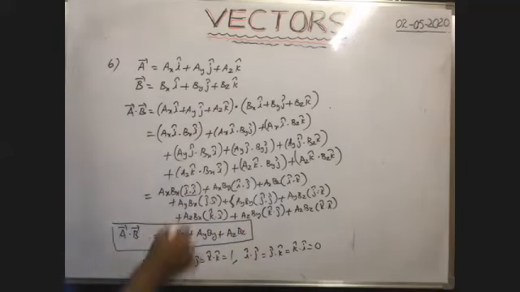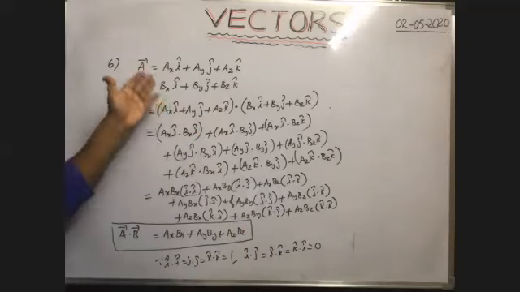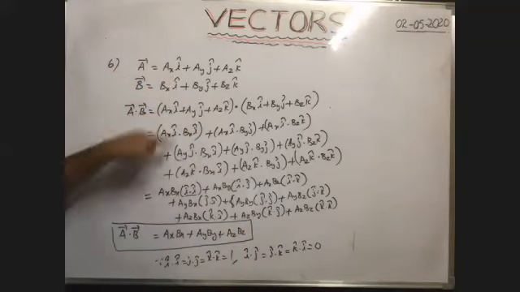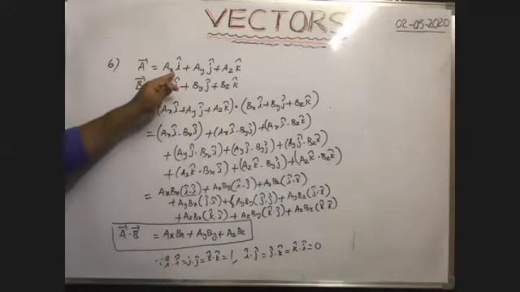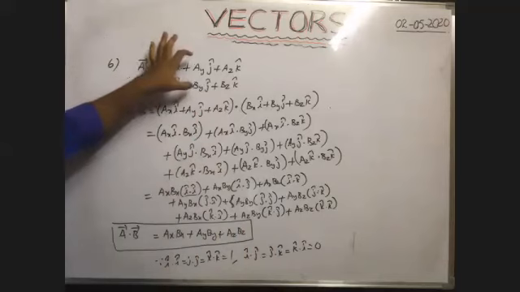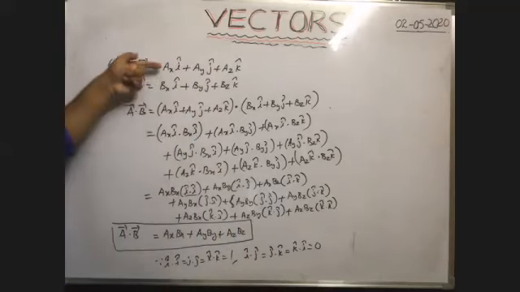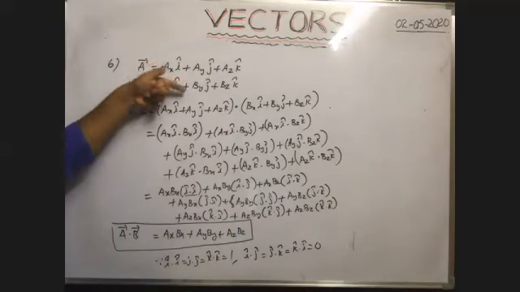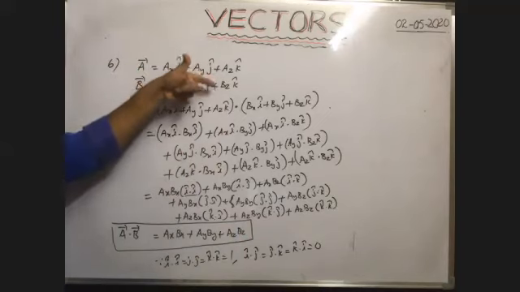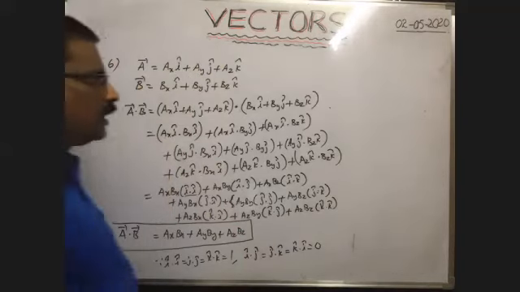You need not write everything. If you want to do the dot product between two vectors which are given in vector form, then simply you see ax bx means the product of the x components of the two vectors, plus the product of the y components of the given vectors, plus the product of the z components. That means ax bx plus ay by plus az bz. That is the answer simply. So in this way we have to do the dot product.